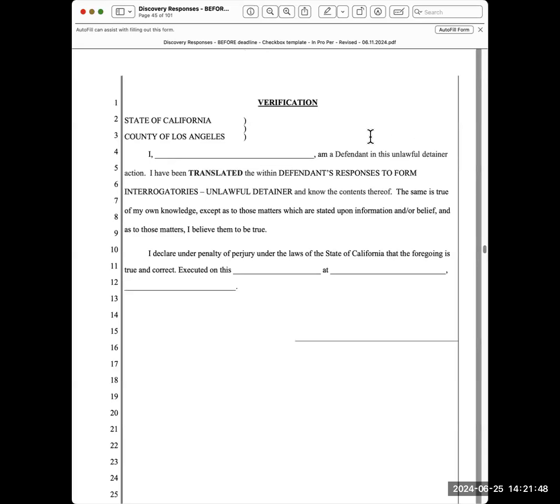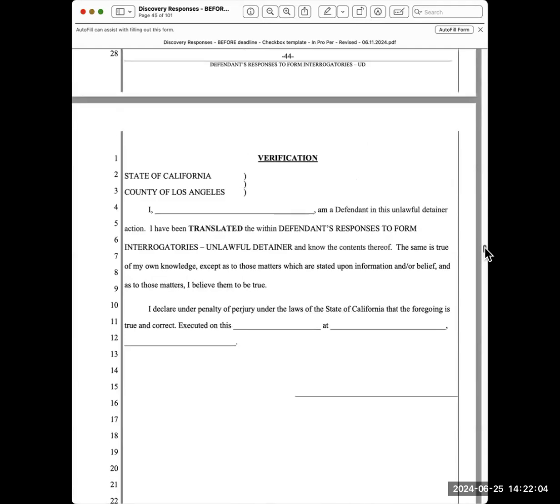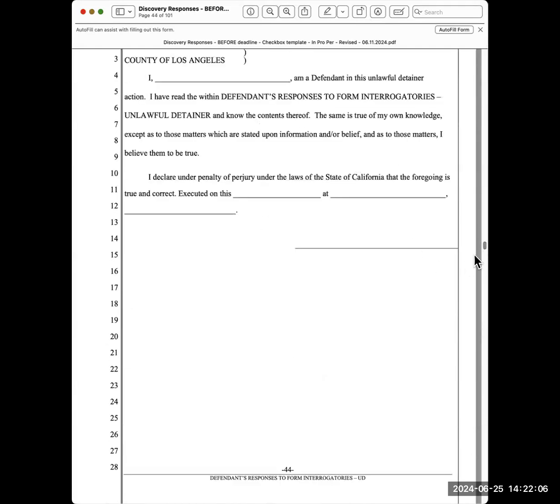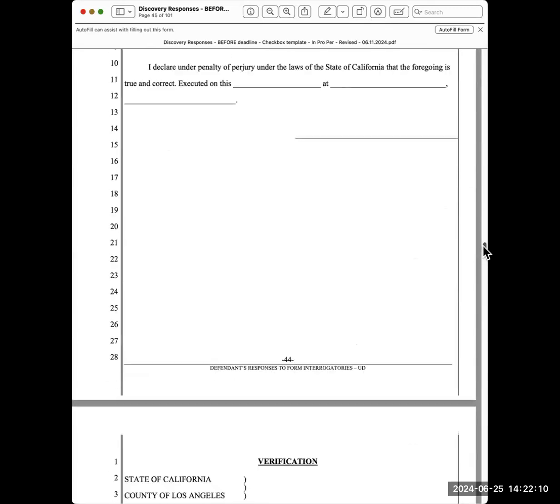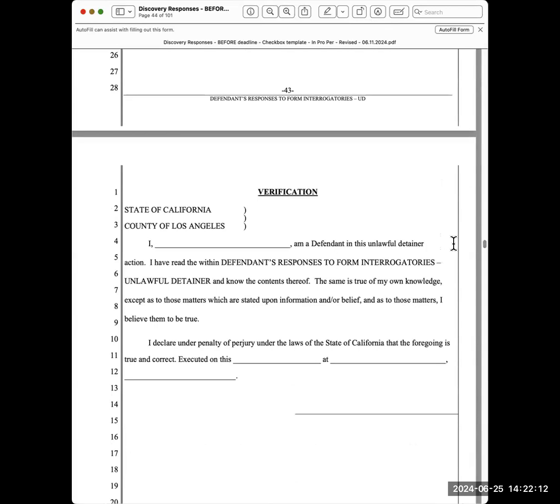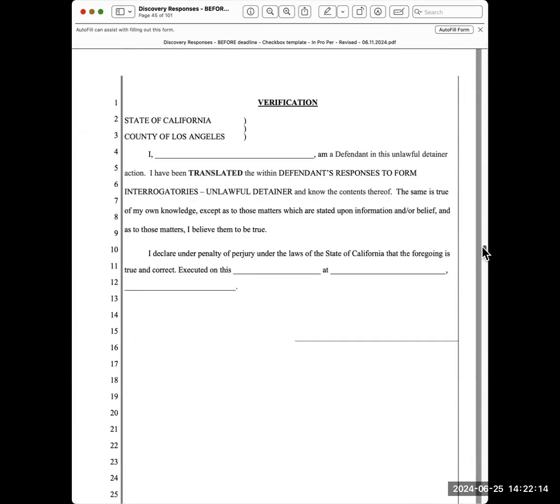If the person who's responding does not speak English and needs to have the responses translated to them, this is the verification page for someone who does not speak English. If you speak English, use this response and delete this one, or just leave it blank. You must sign and date one of the verifications.